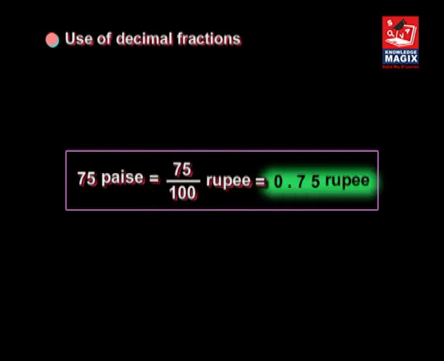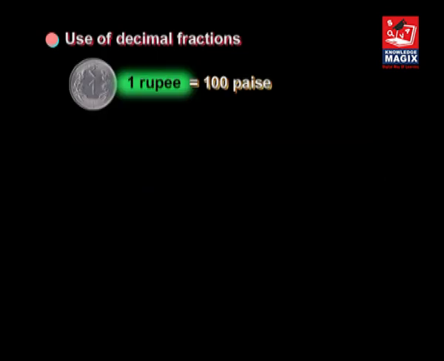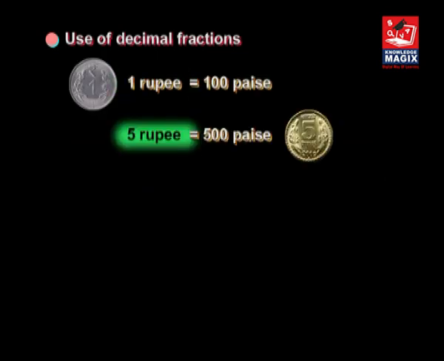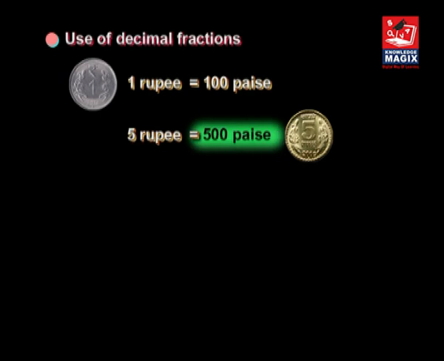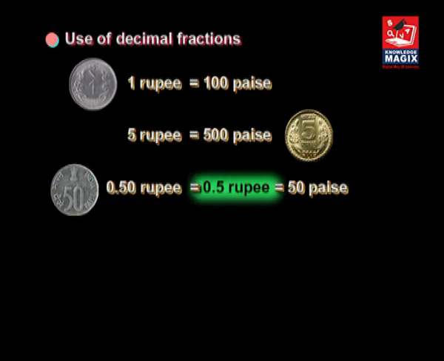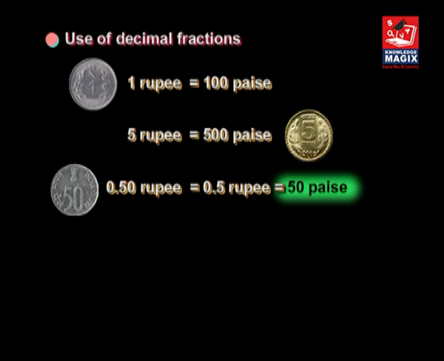75 paise is equal to 75 upon 100 rupee is equal to 0.75 rupee. That means 1 rupee is 100 paise. 5 rupees is 500 paise. 0.50 rupee is equal to 0.5 rupee is equal to 50 paise.